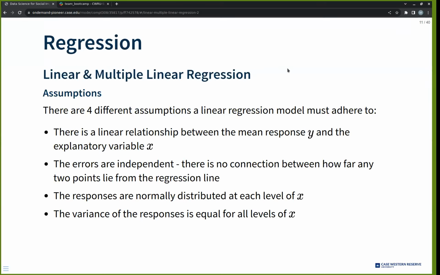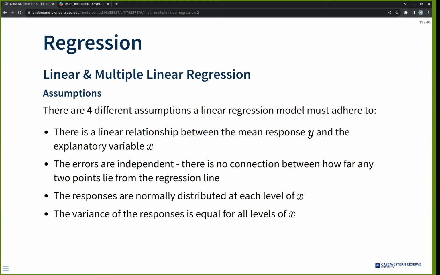The second assumption is that the errors are independent. That means the errors do not depend on each other, so there is no connection between how far any two points lie from the regression line. They are all independent. Also, the responses are normally distributed. This is quite an important assumption, because it means that all the responses are normally distributed at each level of x. And then the variance of these responses is equal. There is no variance difference in these responses.